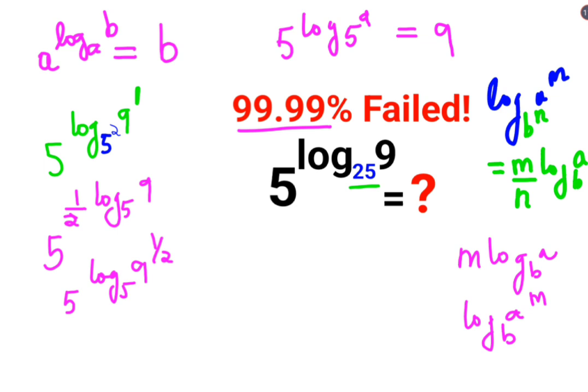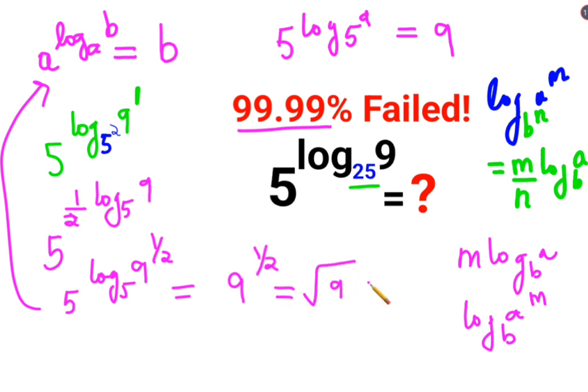So now we'll apply this rule over here. From this I can say it is just 9 raised to half. That is nothing but root of 9, and root of any positive number is only a positive value, that is just 3 for this particular question. I hope this is very clear to everyone.